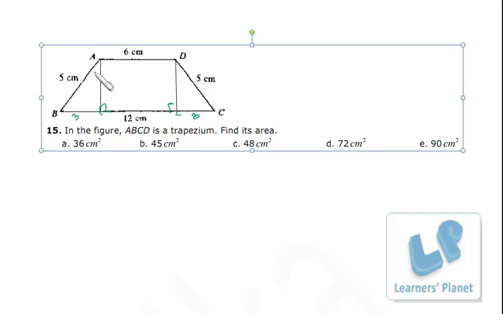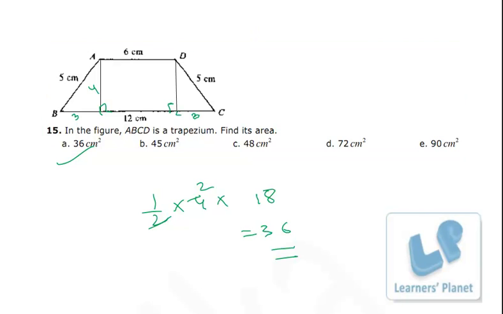Now we have 3, 5 and this is a right angle triangle. So if this is 3, this is 5, then it has to be 4. That means the altitude of this trapezium is 4. Now what is the area formula for a trapezium? That is half into altitude into sum of parallel sides. The sum of parallel sides is 6 plus 12, 18. So it is 36. I hope you are clear.